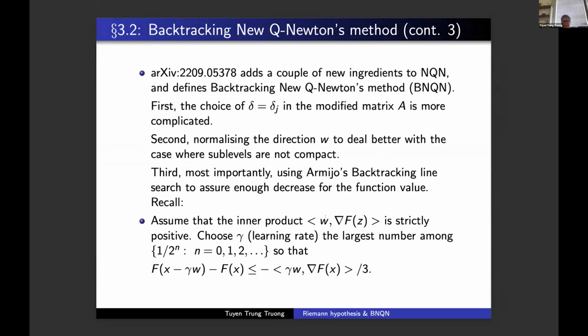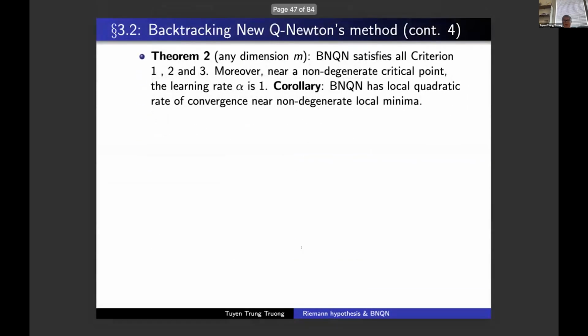If you have some vector w with the inner product with the gradient at this point strictly positive, you can always find a positive number gamma so that f(x minus gamma w) minus f(x) is less than minus gamma times the inner product of w and the gradient, divided by 3. And it is called backtracking because you can choose gamma from 1, and then decrease it to 1/2, 1/4, until this inequality is satisfied. With this backtracking, I can prove that we have everything we want.